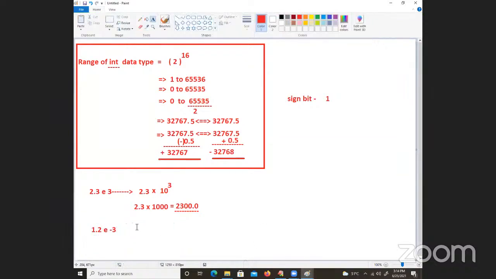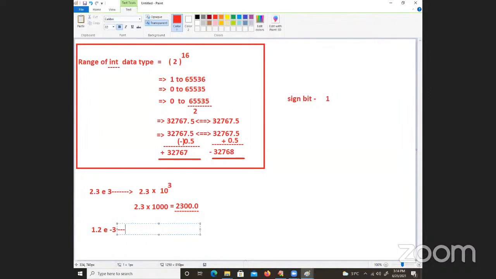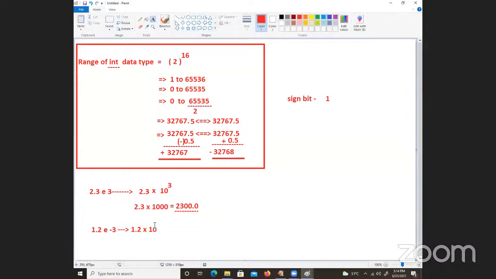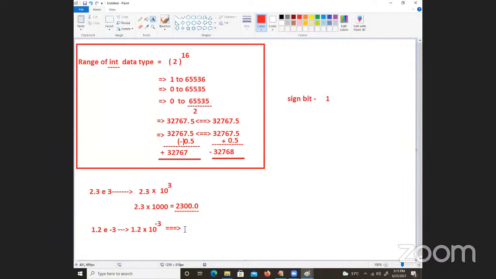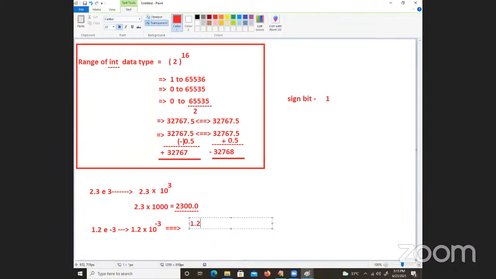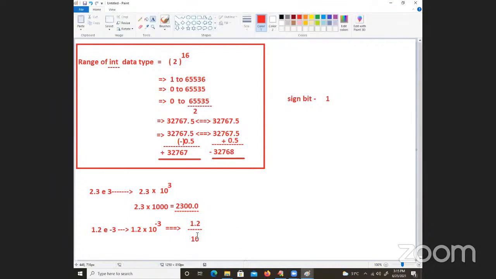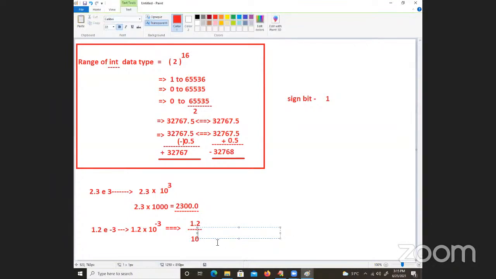How do you write this data? This is equal to 1.2 into 10 to the power of minus 3. You take minus 3, 10 to the power of minus 3, which is nothing but what? Carefully, if you observe, 1.2 by 10 to the power of 3, 10 cube. Mathematics knowledge is required. Don't ask me why this is coming down.